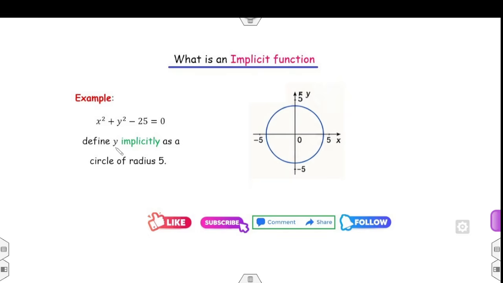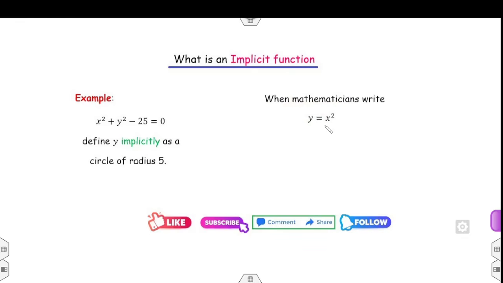Like, can you define y implicitly as the function of a circle of radius r? Yes, it's an implicit function. Fine. And if you consider y is equal to x square only, can you tell me whether it's explicit or implicit? Because you have written y as a function of x.